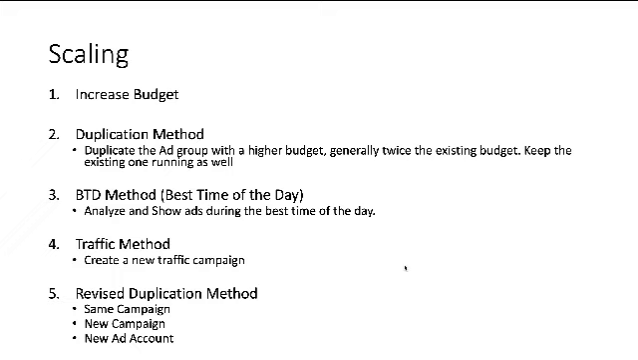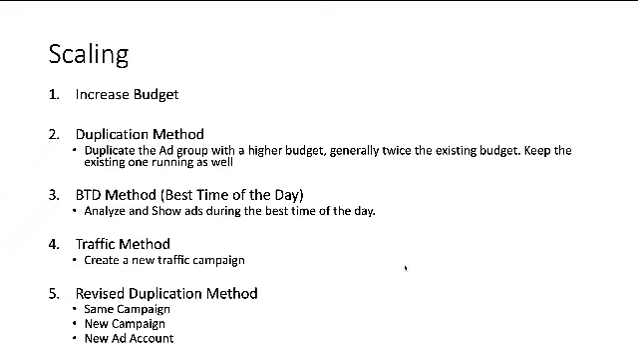Fourth is the traffic method. So the challenge that we discussed earlier, that no spend, that is going to come when you are actually getting onto scaling. So the traffic method is actually not a type of scaling, but it goes hand in hand when you are scaling. So this runs simultaneously with other campaigns. So run a traffic campaign, send people to your website so that TikTok understands what kind of people are more likely to buy.